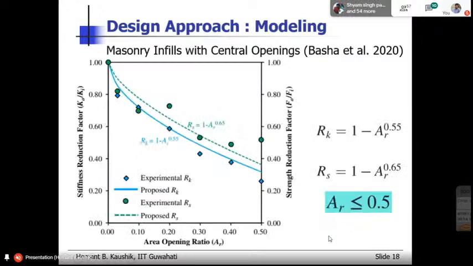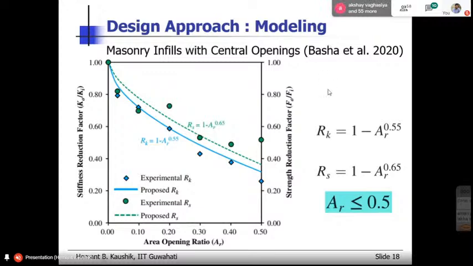Later, people have carried out a lot of studies. One interesting study was carried out by a student here at IIT Guwahati. It was published in a paper in 2020. The study was really interesting. Here you can see on the x-axis, you have again the opening area ratio. On one y-axis, you have the stiffness reduction factor, and on the other y-axis, you have the strength reduction factor. So this study gave you different factors so that you can reduce the stiffness and you can reduce the strength.